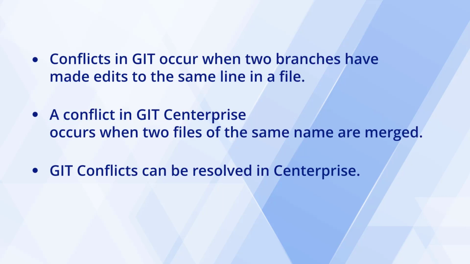A conflict arises in GIT when two separate branches have made edits to the same line in a file, or when a file has been deleted in one branch but edited in the other. In the GIT functionality of Astera Enterprise, a conflict can occur if two files of the same name are merged from two different branches or while pulling the branch from the remote. A conflict will occur if the files on the remote and the local have differences.